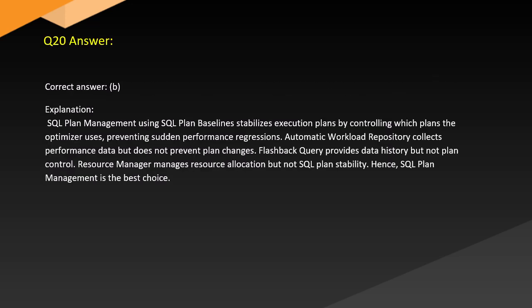Answer. Correct answer, B. Explanation. SQL plan management using SQL plan baselines stabilizes execution plans by controlling which plans the optimizer uses, preventing sudden performance regressions. Automatic workload repository collects performance data but does not prevent plan changes. Flashback query provides data history but not plan control. Resource manager manages resource allocation but not SQL plan stability. Hence, SQL plan management is the best choice.